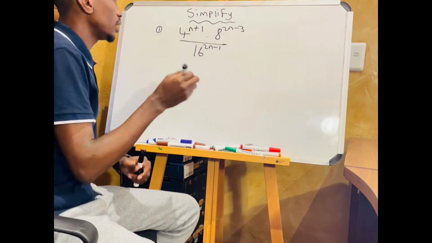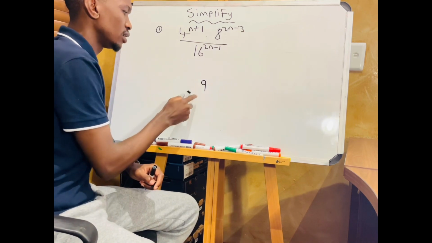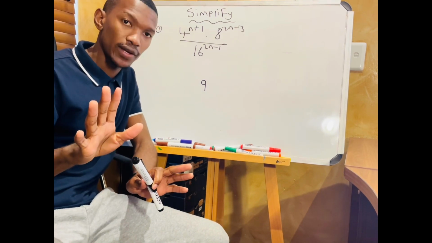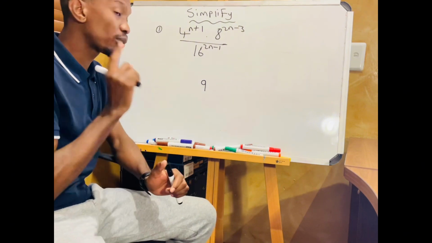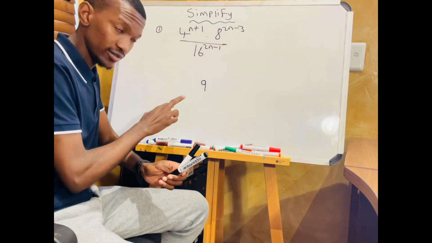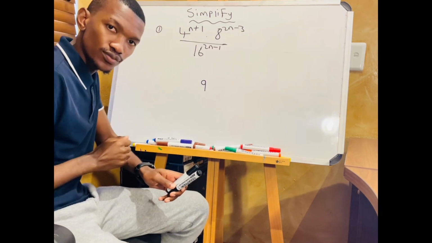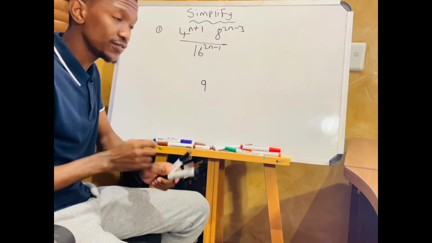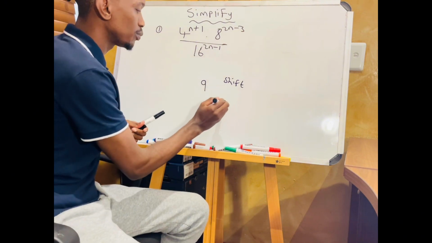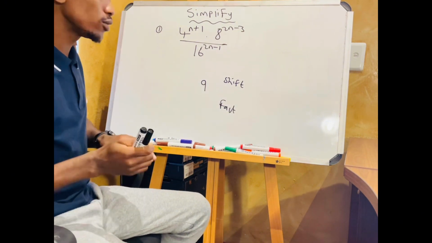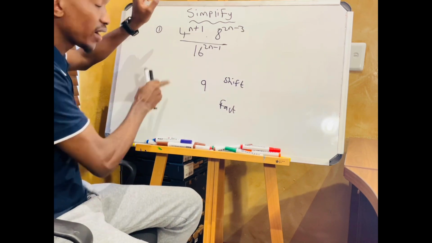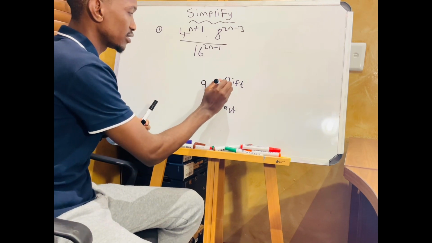Now, if I have, let me just say 9, how can I change 9 into exponential form? Those who have calculators, just take your calculator right now. You press 9 and then equals, and after that you press shift and then fact. Then it's going to give you something like this, 3 squared.